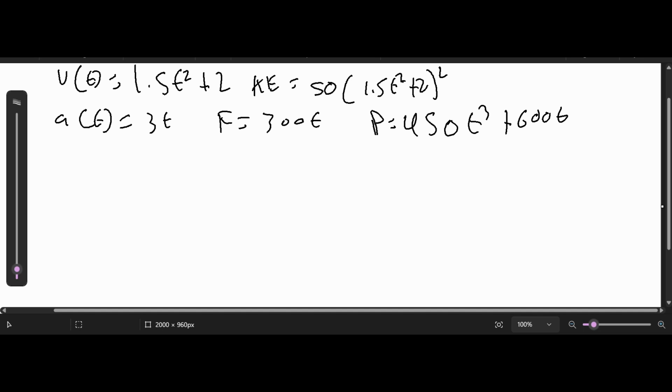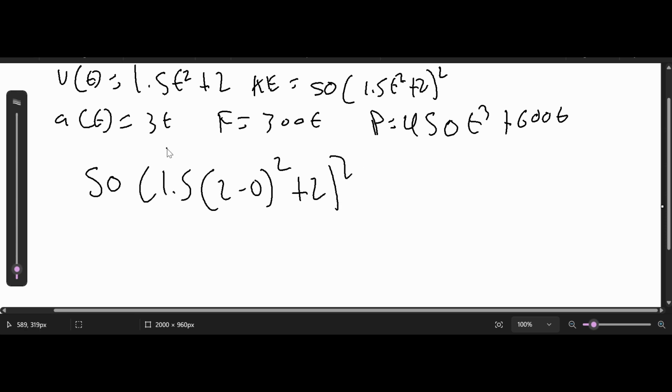Okay, so now calculate the net work done on the box in the interval 0 to 2 seconds. So this one, you just plug in your values here. 1.5 times 2 minus 0 squared. I just don't want to do this, man. And you get like 4, something like that. 4 times 1.5, 6 plus 2, 8.